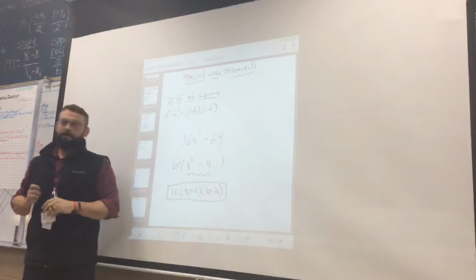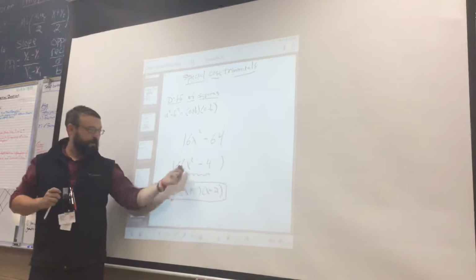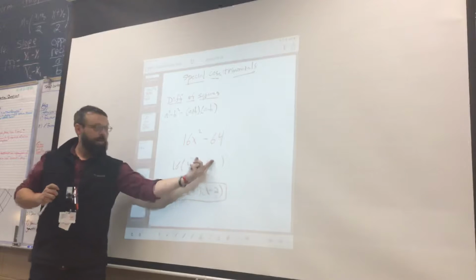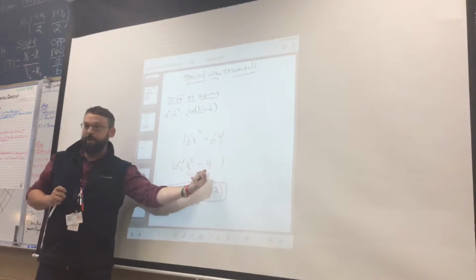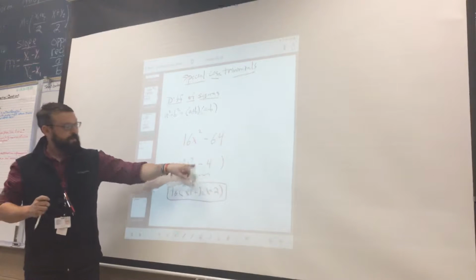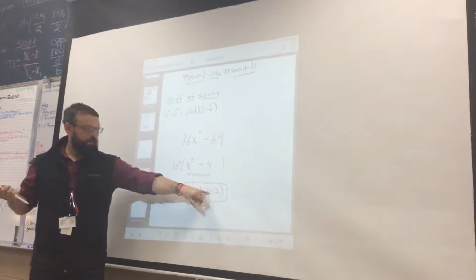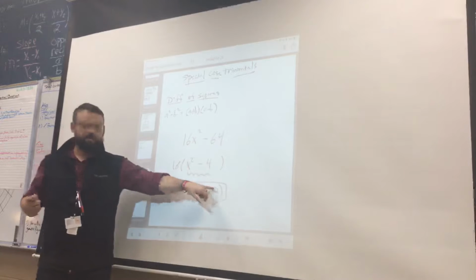So how'd you get the bottom part? Okay, so we pulled the 16 out, so we have this left. This right here is another one of those differences of squares, right? So we looked at that and said, okay, square root of x squared is x, right? Square root of 4 is 2.